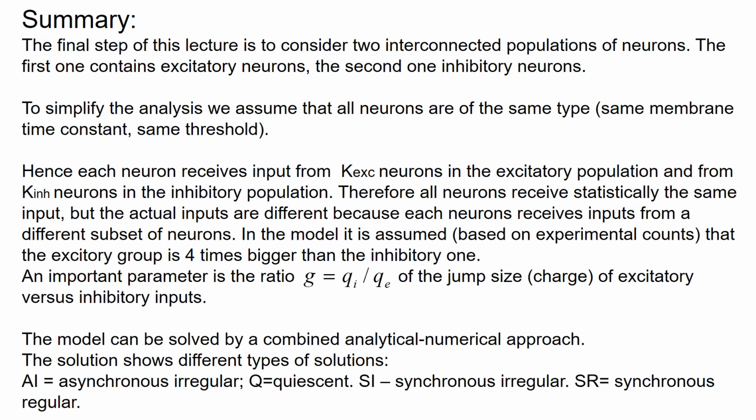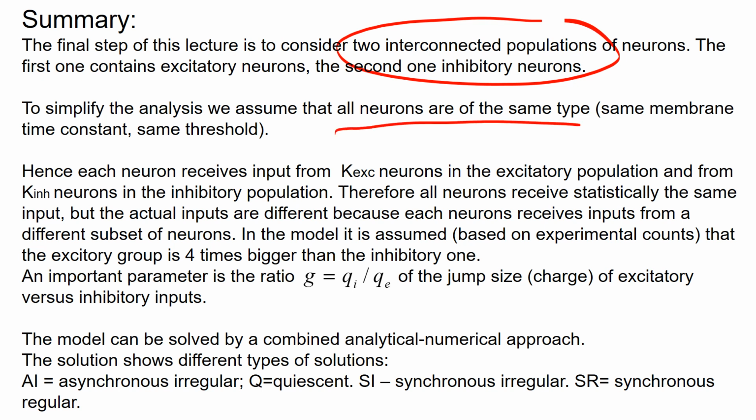So here we considered two interconnected populations, and we assume that all neurons are of the same type. Then each neuron receives K excitatory inputs and K inhibitory inputs, and therefore all neurons receive statistically the same input. The actual inputs are different because each neuron has a different realization. It sees input from a different subset of neurons. And then, of course, the sign of excitatory and inhibitory input spikes is different.